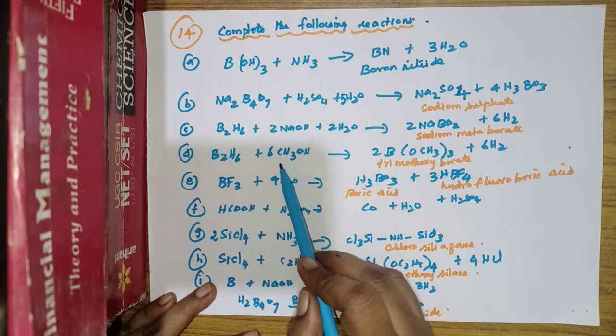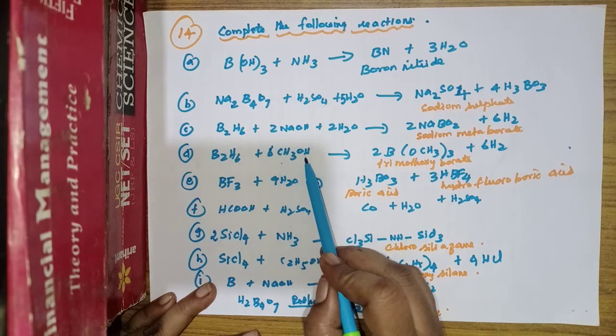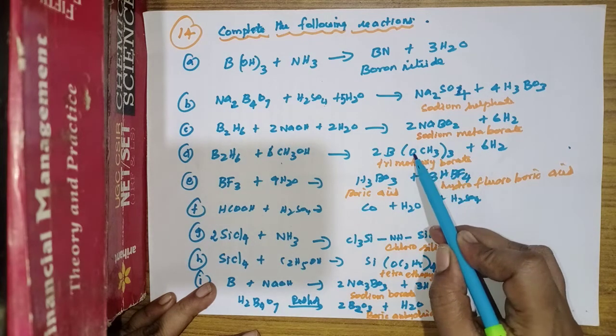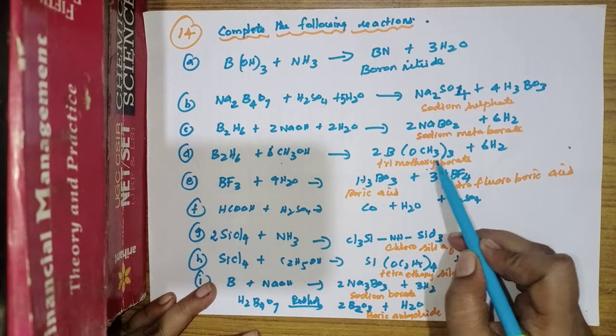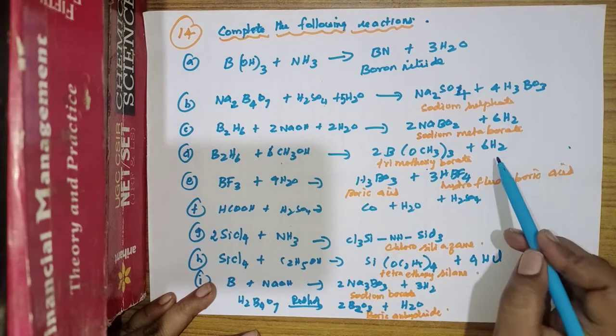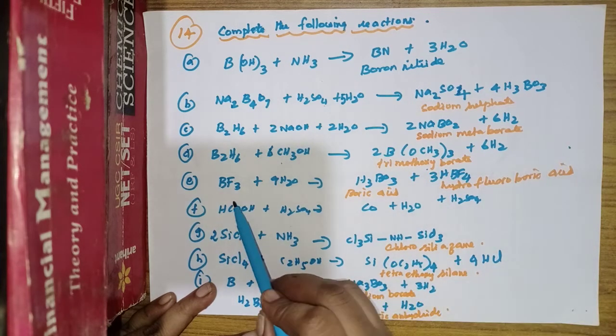Diborane reacts with methyl alcohol. CH3OH is methyl alcohol, or methanol. It gives trimethoxyborane. CH3O is a methoxy group. So how many methoxy groups are there? 3. Trimethoxyborane and 6H2.